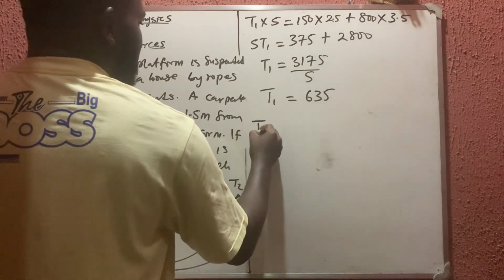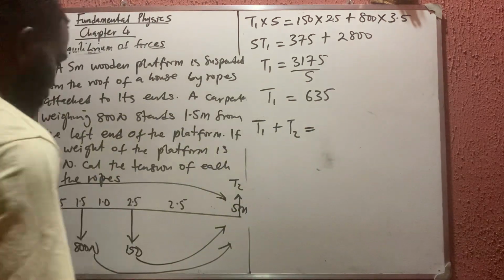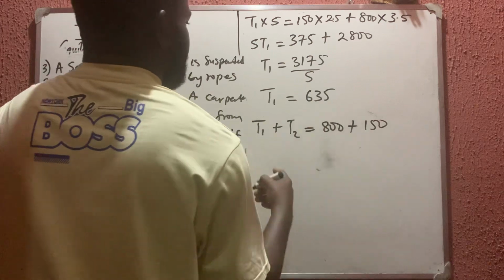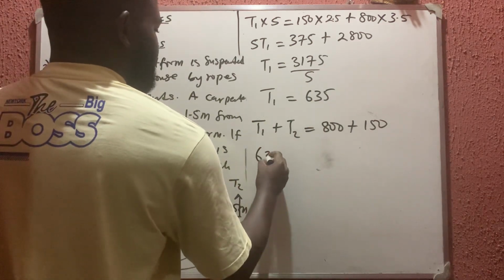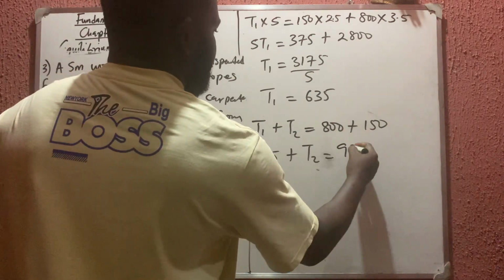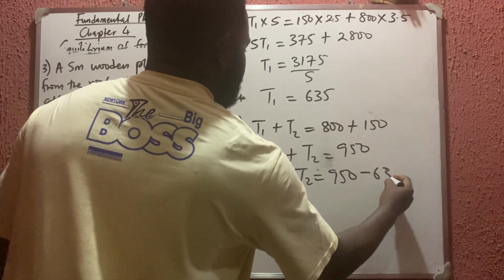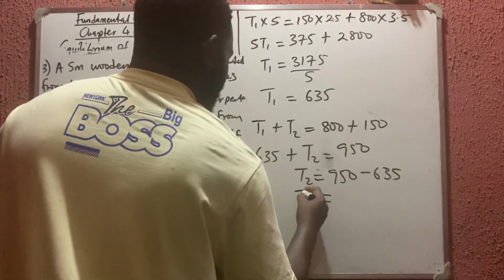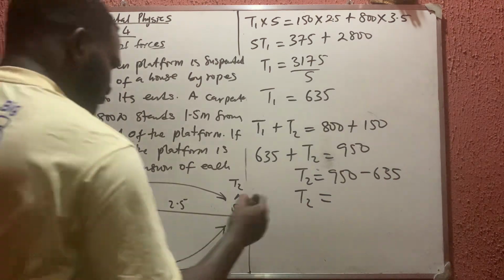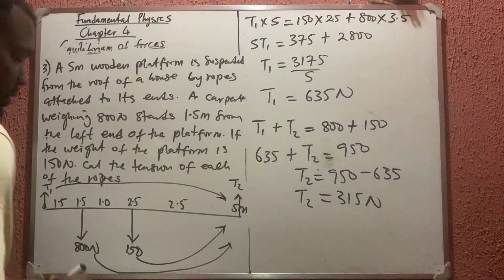You now tell them that all the upward force, T1 and T2, must be equal to the downward force. All the downward force is what? 800 plus 150. So therefore, 635 plus T2 is equal to 950. So my T2 will now be 950 minus 635, and I have 315 Newton. So these are the tensions at the two ends.